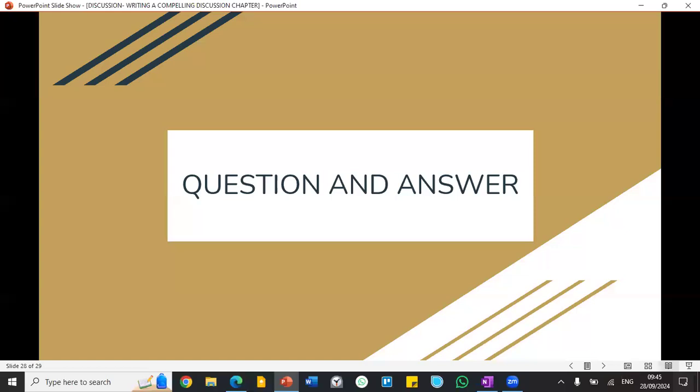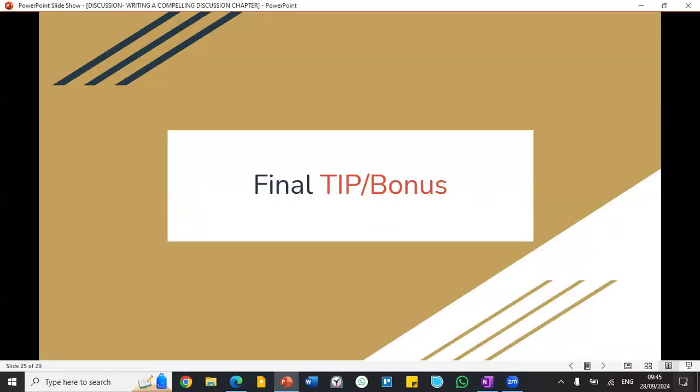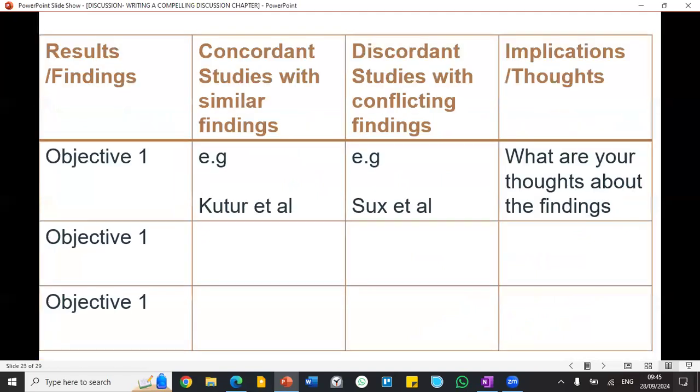Okay, thank you, and I'm grateful for this great presentation. Would you please shed some more light on the element of application and implication of the research findings? Thank you. So I will take you back to the discussion matrix here.